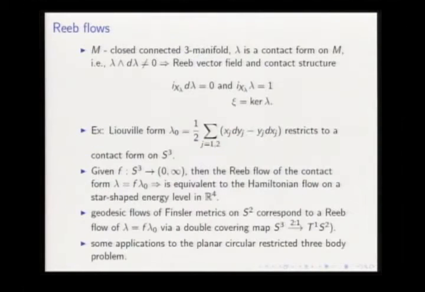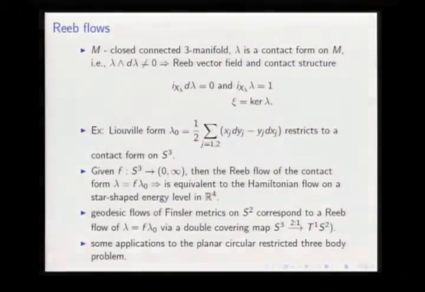Okay, just to give some definitions: we consider M, a three-manifold, closed and connected, and lambda a contact form, meaning lambda wedge d lambda is non-zero. And its Reeb vector field and the contact structure are defined by those equations. The Reeb vector field is in the kernel of d lambda, and it's normalized by lambda evaluating to 1 on it.